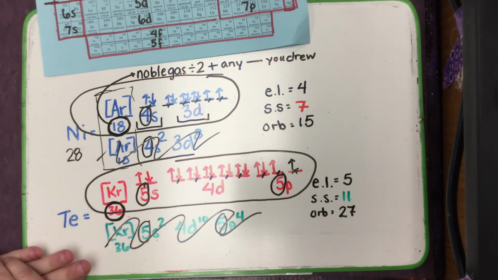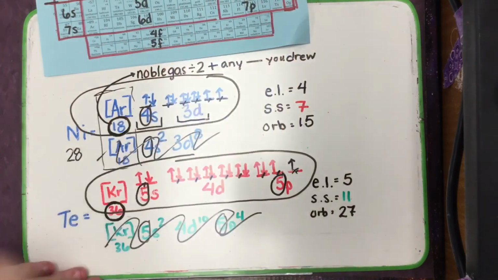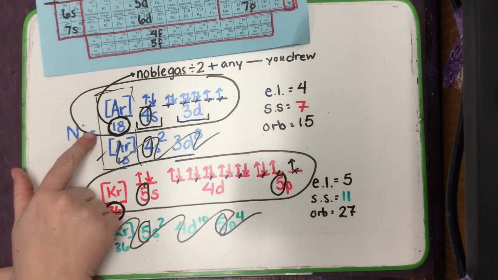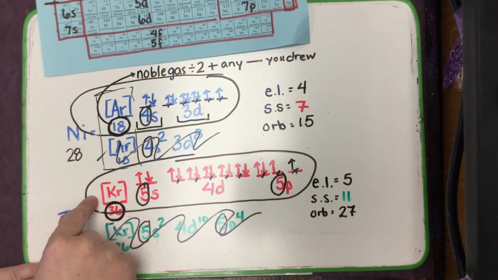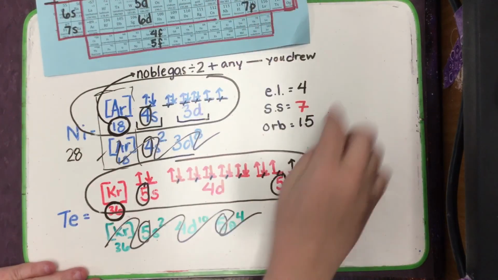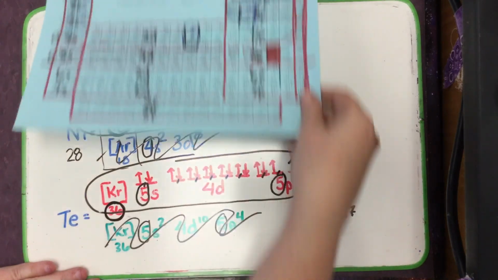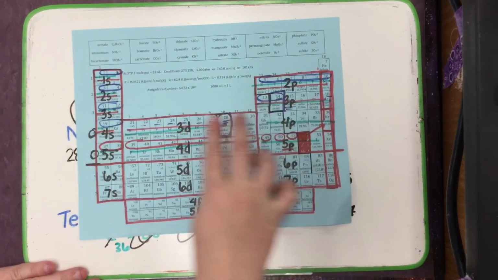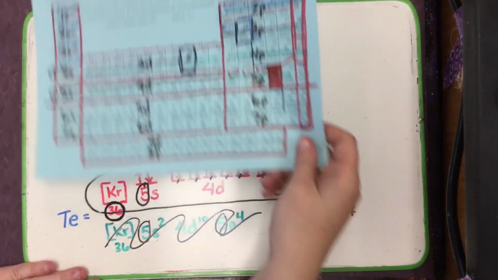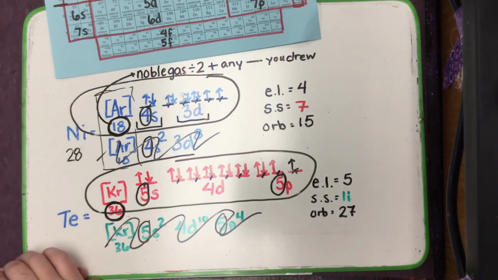So hopefully at this point, you see how we can not only draw the full orbital notations and electron configurations, but also these abbreviated versions, the shorthand. And I hope you're also able to see how we can use the periods of the periodic table to determine the energy level, the individual subshell regions, and our rule of noble gas divided by 2 plus any lines you drew to figure out the orbitals.